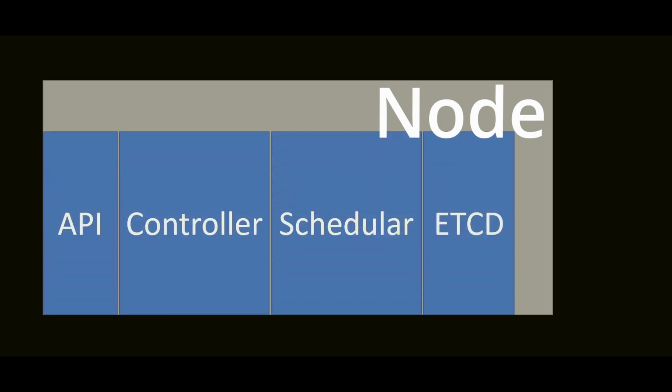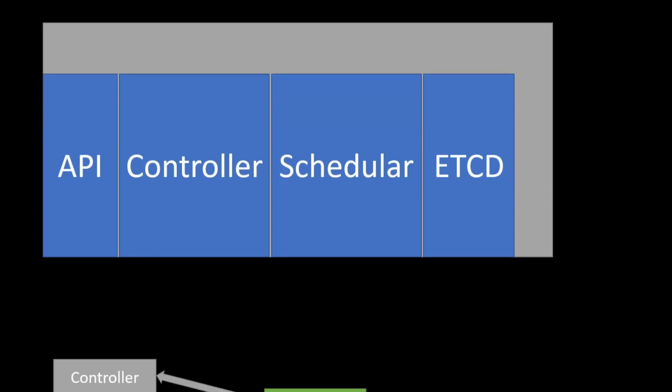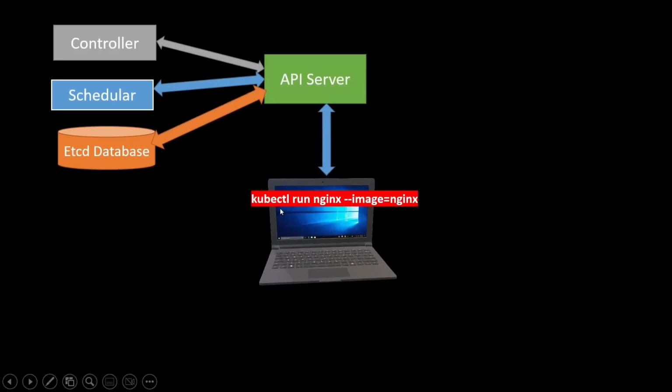A node is a single machine in a cluster. A node can be a virtual machine or a physical machine in a data center. However, a pod is a group of one or more containers and is the smallest deployable unit in Kubernetes, right? When a user executes the kubectl run nginx --image=nginx command, it creates a pod.